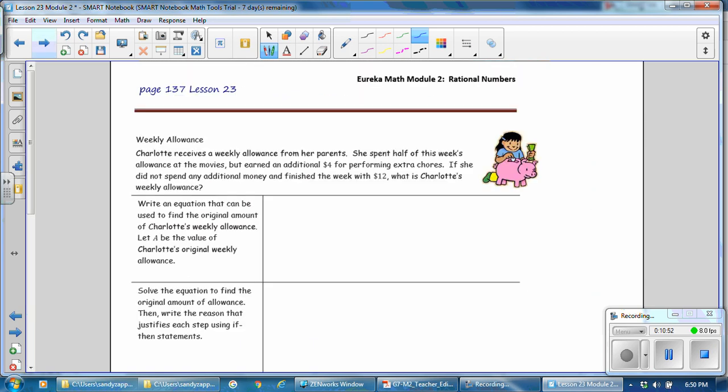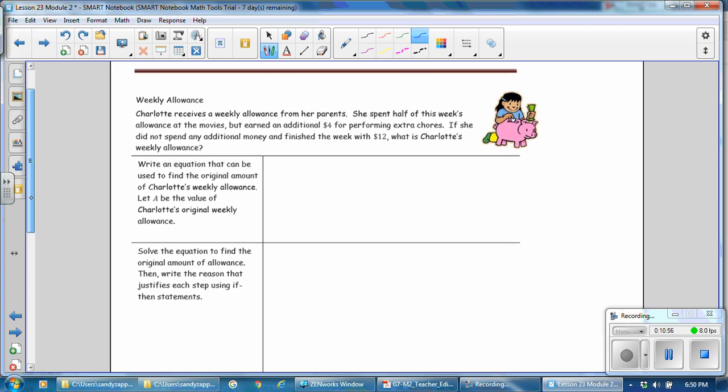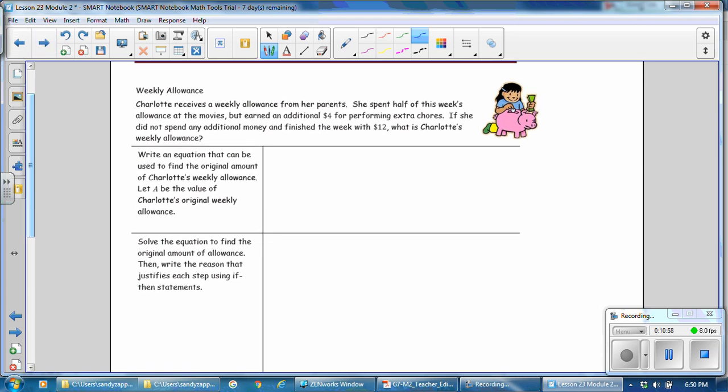For Charlotte's allowance, Charlotte receives a weekly allowance from her parents. She spent half this week's allowance at the movies, but she earned an additional $4 performing extra chores. She did not spend any additional money, and she finished the week with $12. What is Charlotte's weekly allowance? Write an equation that can be used to find the original amount of Charlotte's weekly allowance.